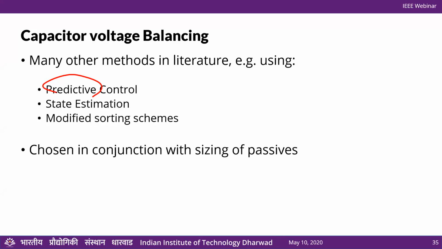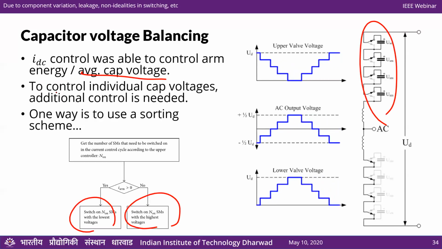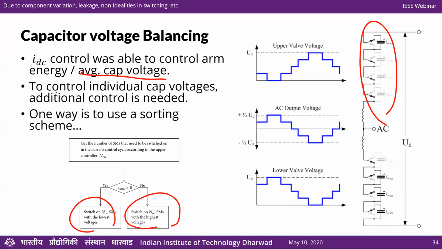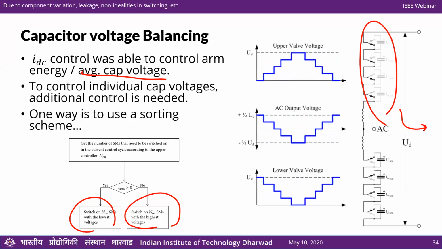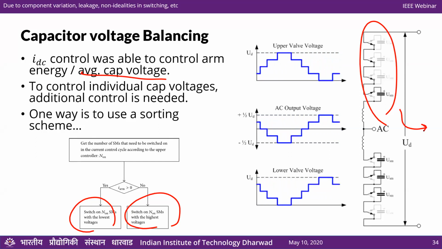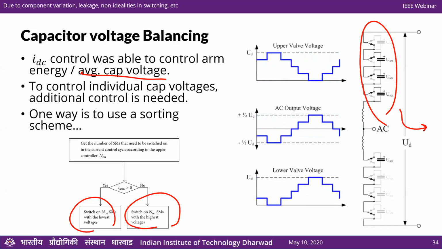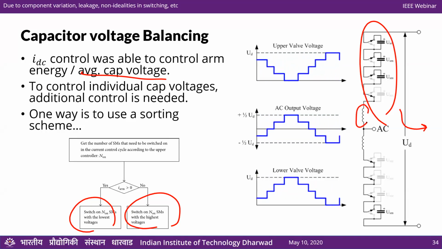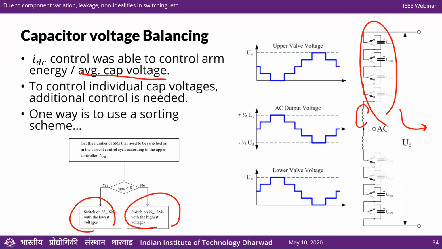So you need not sort them simply by instantaneous voltages. You can sort them by instantaneous voltage plus some cost term, right? So you can do some optimization in that. And in many cases, this capacitor voltage balancing scheme is chosen in conjunction with sizing of passives. As I've already mentioned, the ripple in the capacitor voltage is dependent on IA, which is the current drawn from the arm, and also the value of the capacitance, right? It is also dependent to some extent on the arm inductor and what PWM scheme we are using, right?